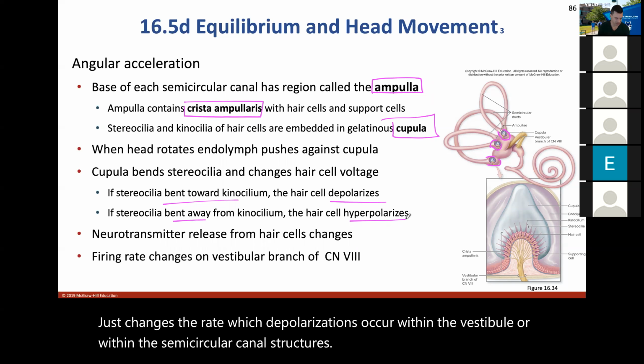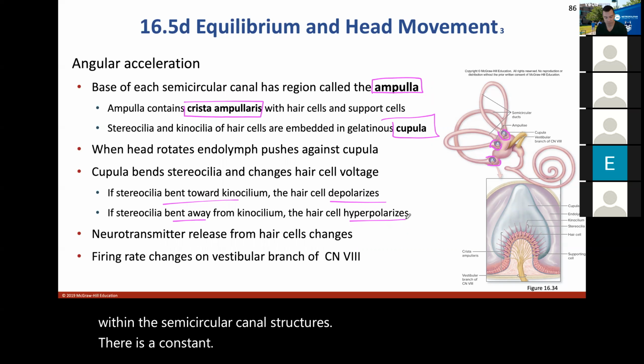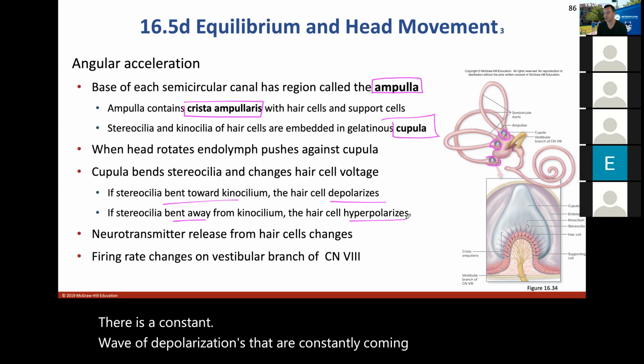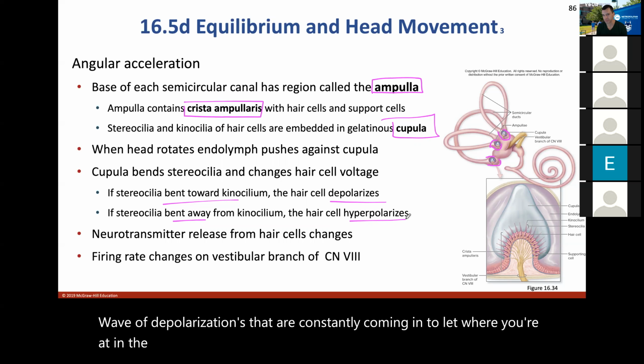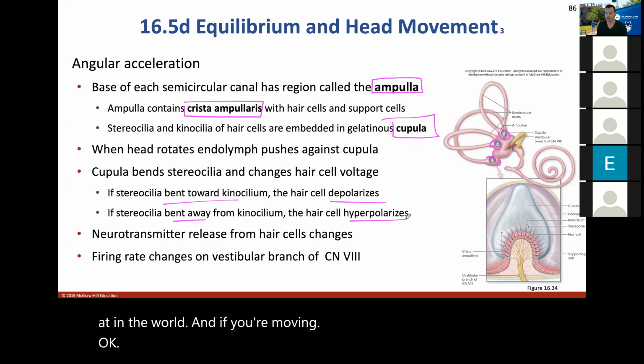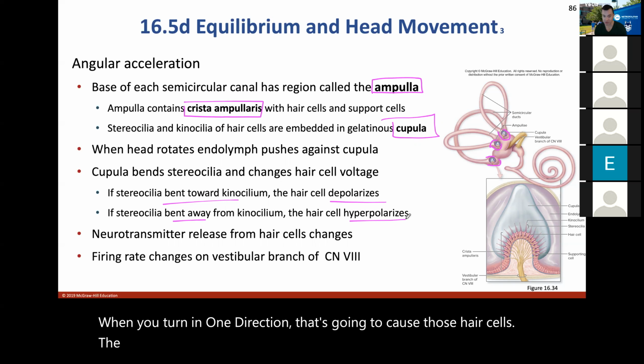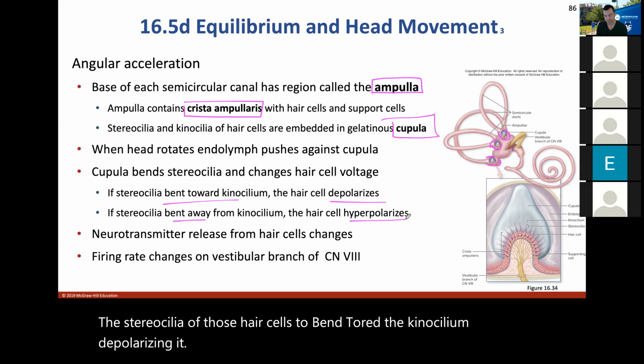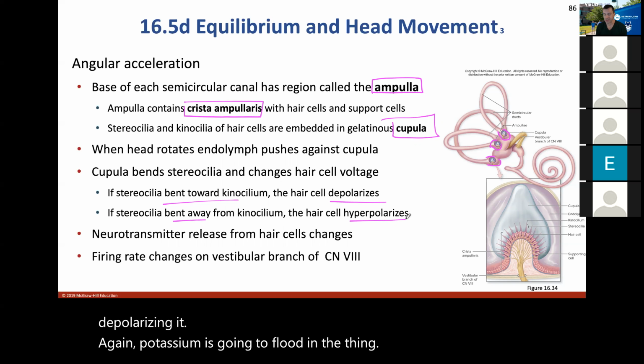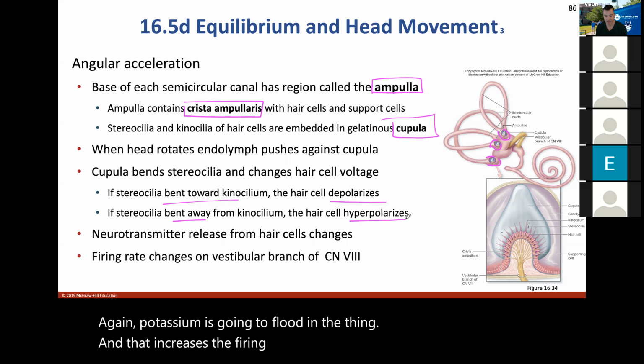There is a constant wave of depolarizations that are constantly coming in to let you know where you're at in the world and if you're moving. Okay. When you turn in one direction, that's going to cause those hair cells, the stereocilia of those hair cells, to bend toward the kinocilium, depolarizing it. Again, potassium is going to flood in. And that increases the firing. That increases the rate of action potentials being sent from that crista ampullaris structure.